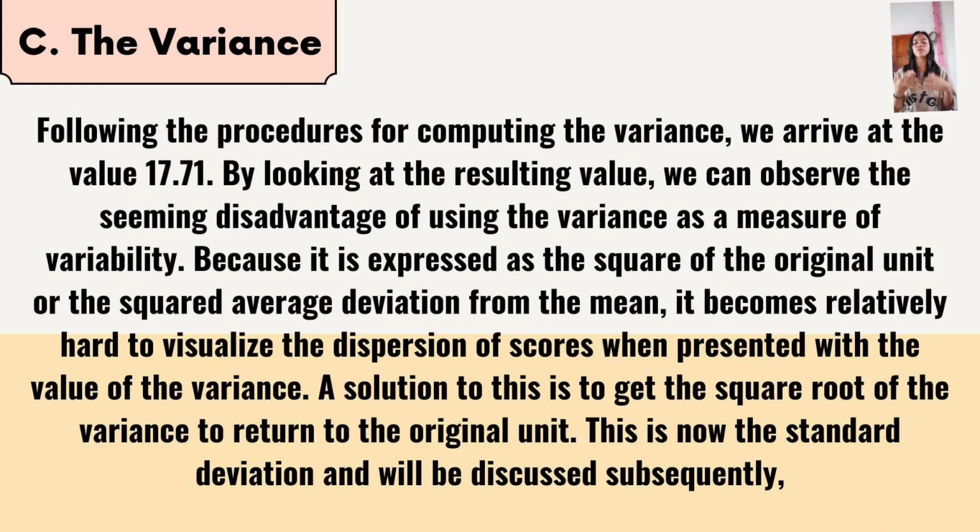Following the procedure for computing the variance, we arrived at the value 17.71. By looking at the resulting value, we can observe the seeming disadvantage of using the variance as a measure of variability, because it is expressed as the square of the original unit, or the squared average deviation from the mean. It becomes relatively hard to visualize the dispersion of scores when presented with the value of the variance.